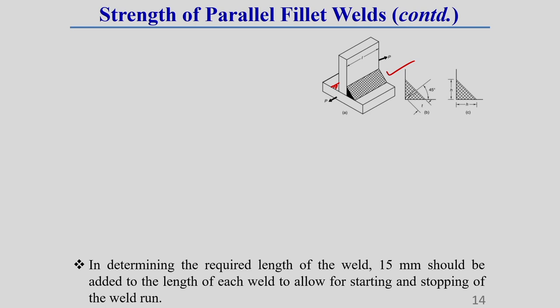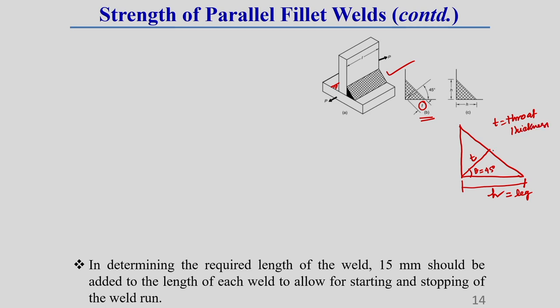For calculating the strength of this fillet weld, let the throat thickness be represented by T, which I am showing in this figure. Here I am drawing it a little bigger. Let this be the fillet weld. We know this throat thickness T generally acts at angle theta, which is 45 degrees, and this is the leg length H. So, H is the leg length and T is the throat thickness.